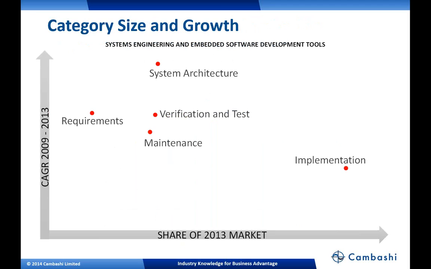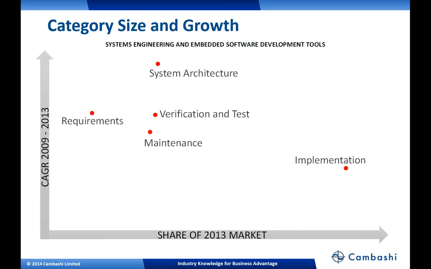So this chart takes a single year, 2013, the most recent one we have. It divides the global revenue of all the providers in the market space into 5 categories: requirements, system architecture, implementation, verification and test, and maintenance. On the horizontal axis, we have the share of market, and the vertical axis is the annual growth, the compounded growth since 2009. And so you can see implementation tools, for those of you who know about this business, unsurprisingly have the largest share of the market. It's over on the right-hand side. But systems architecture tools have shown the fastest growth since 2009.